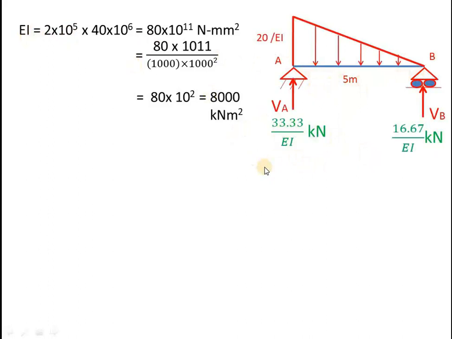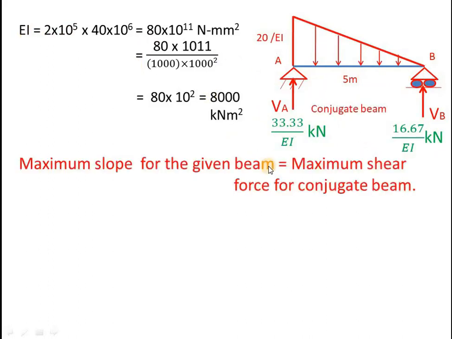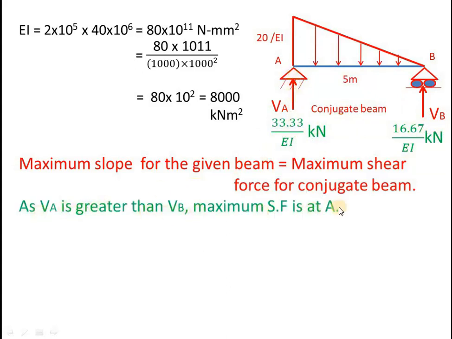Now we need to calculate the maximum slope for the given beam. You know that the maximum slope for the given beam is nothing but the maximum shear force for the conjugate beam. For the conjugate beam, usually the shear force will be maximum either at support A or at support B. If VA is greater than VB, the maximum shear force will be at A. In case VB is greater than VA, the maximum shear force will be at B. But in this case, VA is greater than VB, therefore the maximum shear force will be at A.